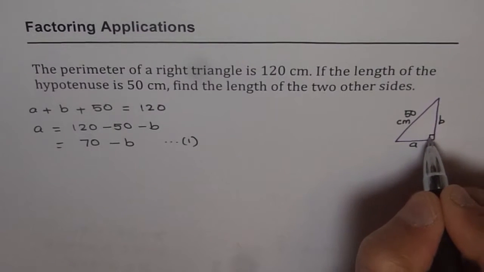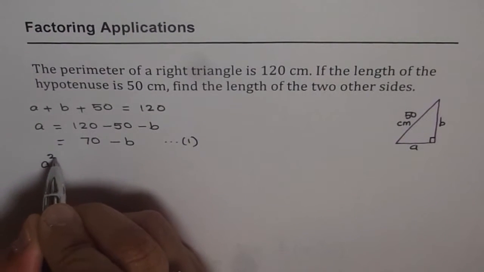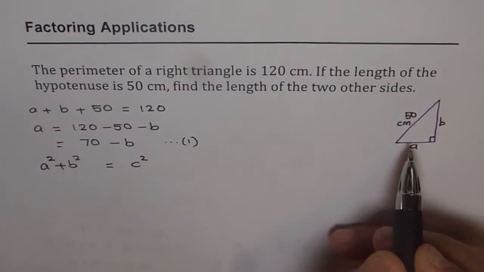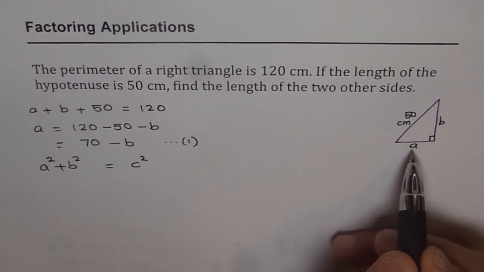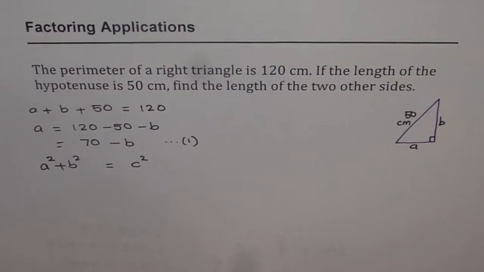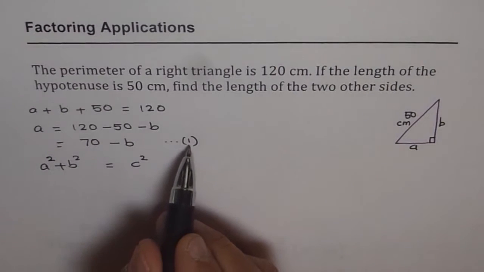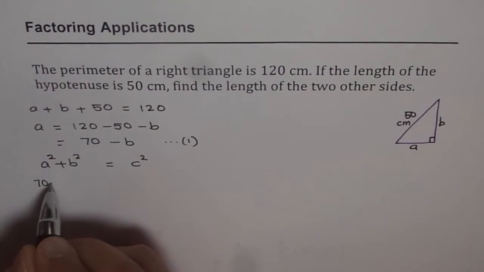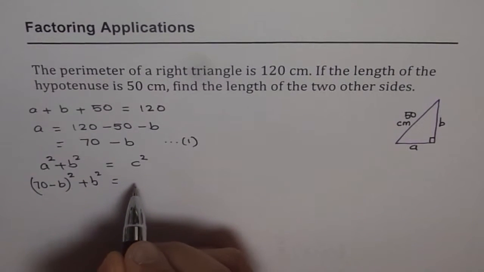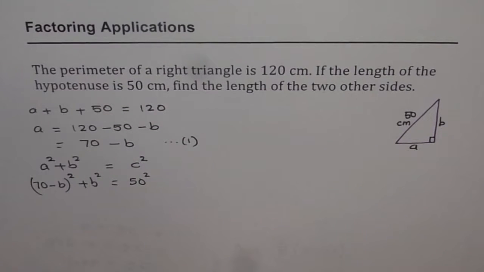This is a right triangle, and therefore A square plus B square is C square. So that gives us second equation, which is A square plus B square equals to C square. Now C square is 50. A we can write in terms of B, right? Which is 70 minus B. In that case, we'll get one equation which will have just one variable. So we can do that now. 70 minus B, we are substituting from equation 1 into this equation. We get 70 minus B whole square plus B square equals to hypotenuse 50, 50 square. So that is the equation with which we are going to work now.